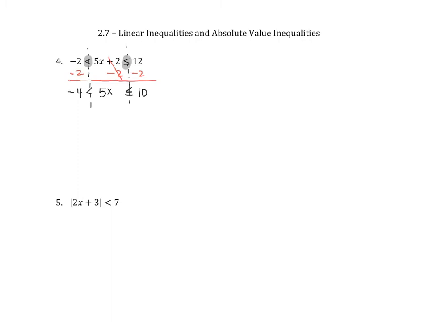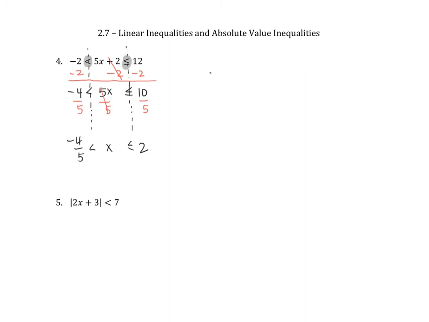All right, so we still have these parts. To get rid of the 5, because we want to get the x by itself, we would divide by 5. Again, we need to do that to all 3 parts. We did not divide by a negative, we divided by a positive 5, so we're not going to flip the inequality symbols. So we will have -4/5 is less than x is less than or equal to 2. We have the x by itself in the middle, so that means we're done solving.